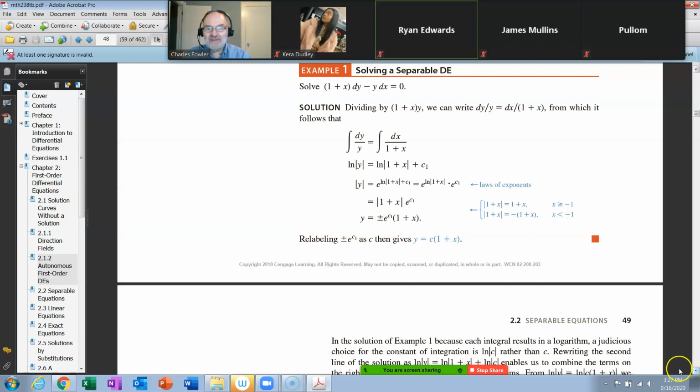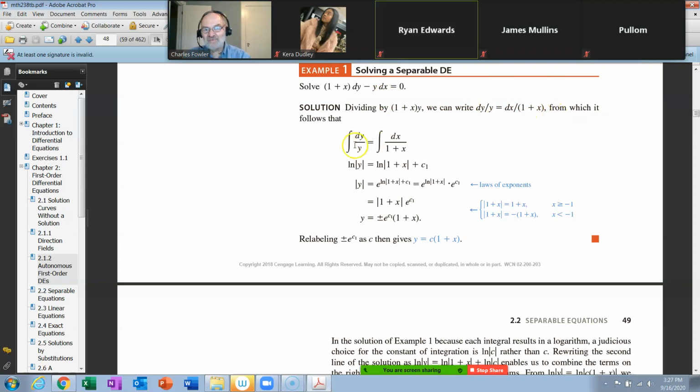All right. So what we did, they didn't really explain it well. They just said dividing by 1 plus x times y. Well, yeah, that's what we did, but we divided by y to get that separated, and we divided by 1 plus x to get that separated. And they moved it to the other side. They didn't tell you they did, but they did. And that gave you dy over y is equal to dx over 1 plus x.